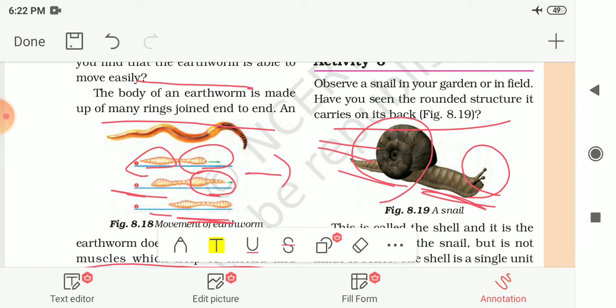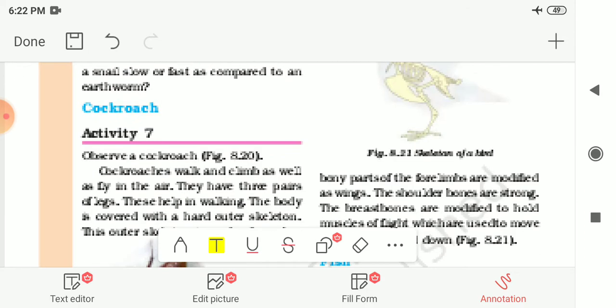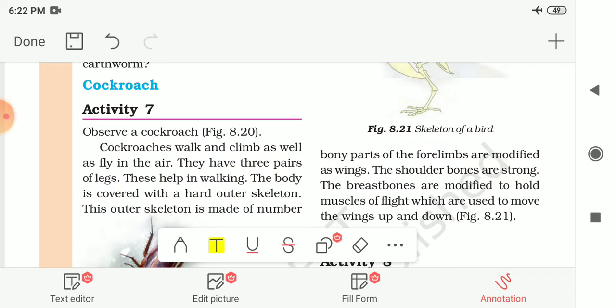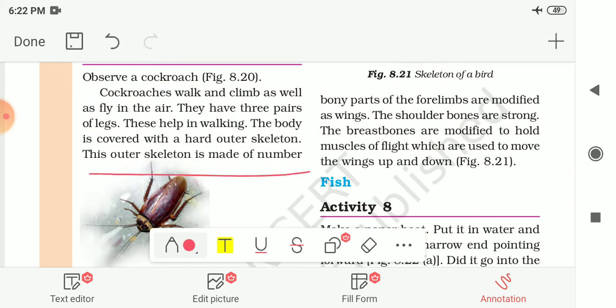Now our next animal is the cockroach. Movement in the cockroaches. For that, the next activity is given to you, activity number 7. Observe the cockroach. Cockroaches walk and climb, and they can also fly in the air. They have 3 pairs of legs, so that means they have a total of 6 legs.